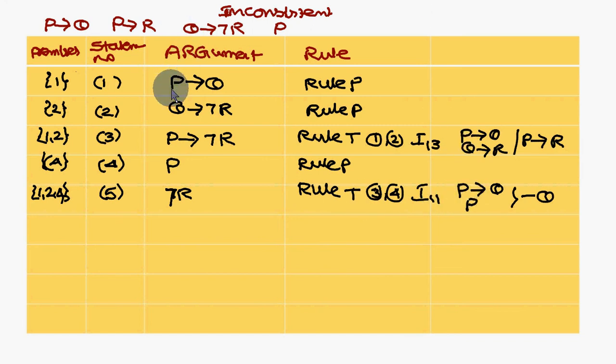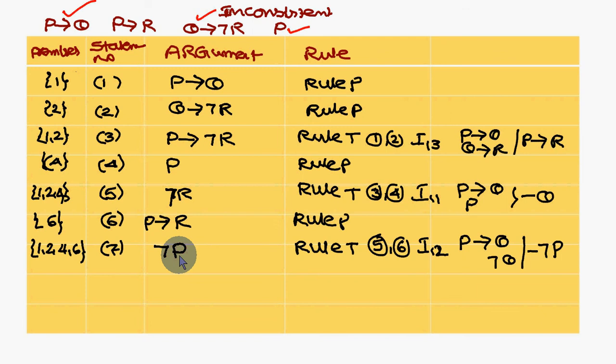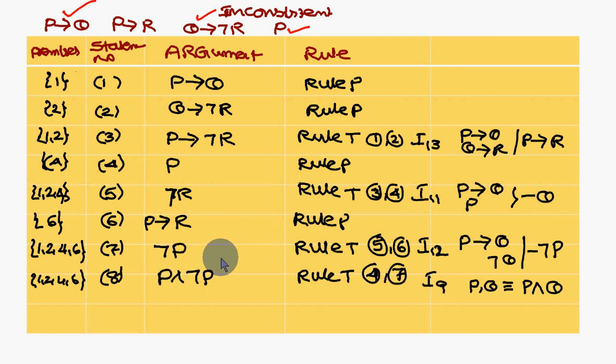Next, P conditional Q is completed. Q conditional not R completed. P also completed. Now I am introducing P conditional R. So P conditional R and not R, what you are left with is not P. So according to the implication I12, you come across not P. Next, if you combine the 4th statement and the 7th statement, you come across P and not P.